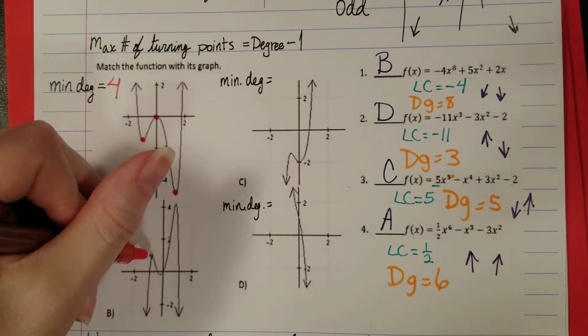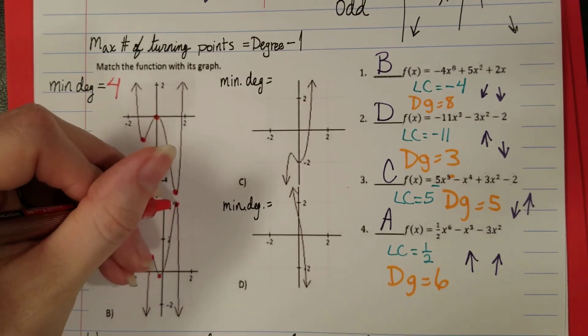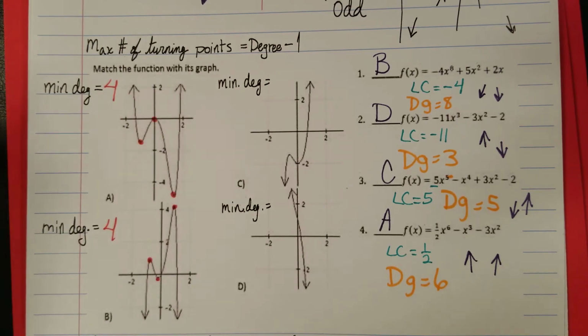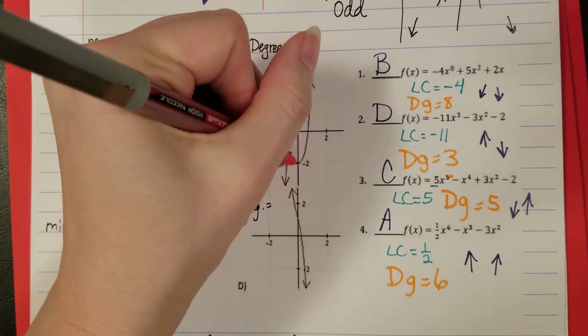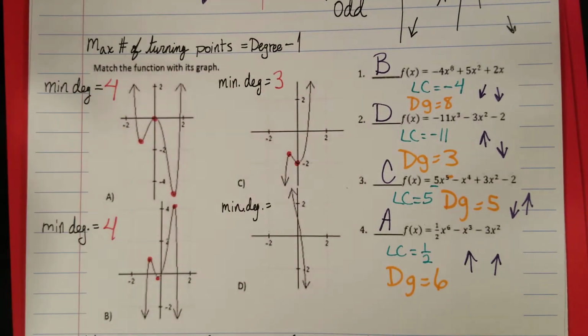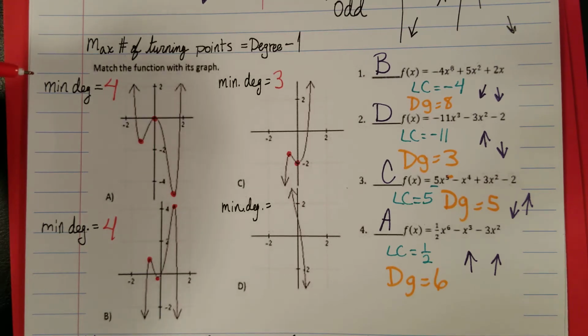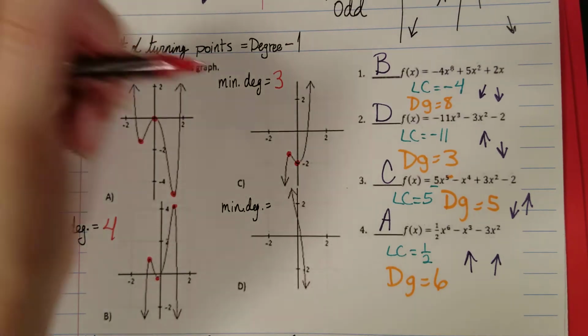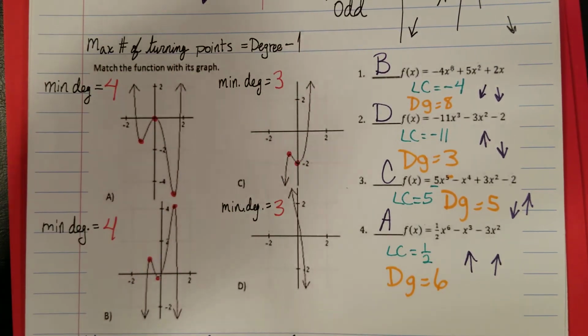Graph B has 1, 2, 3 turning points, which means the minimum degree is 4. Graph C has 2 turning points, which means the minimum degree is 3. And then graph D, it has 0 turning points. So that doesn't really help us a whole lot. I would say then, you could say the minimum degree is 1, which would be a straight line, and we can see that it's not a straight line. And it can't be 2 because the arrows are pointing opposite ways. So I'd probably go ahead and say your minimum degree there is 3, just from all that information.